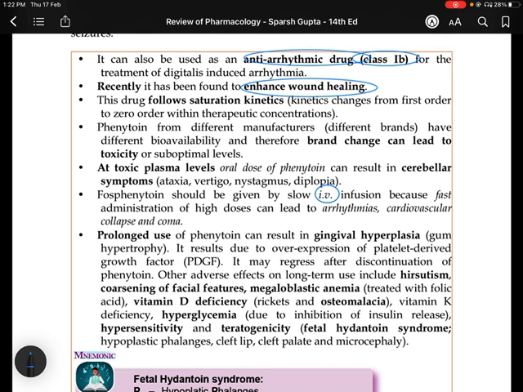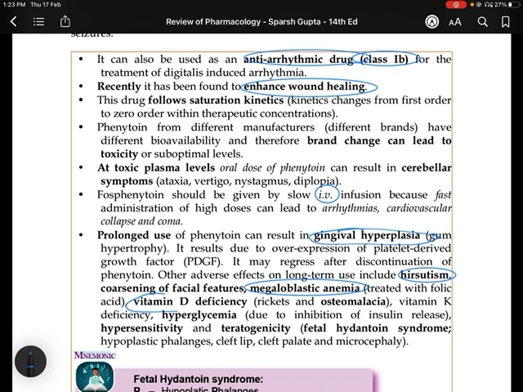Prolonged use of phenytoin can result in gingival hyperplasia also. This is a very important thing. Gum hypertrophy results due to overexpression of platelet-derived growth factor. It may regress after discontinuation of phenytoin. Other adverse effects on long-term use include hirsutism, hair on the face, coarsening of the facial features, and megaloblastic anemia also, but it can be treated with folic acid.